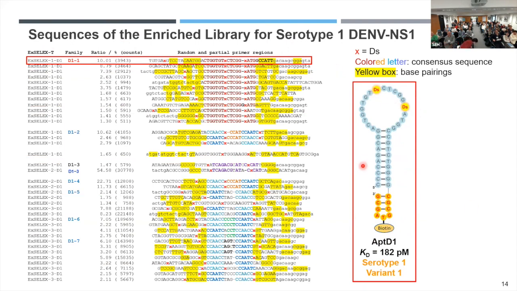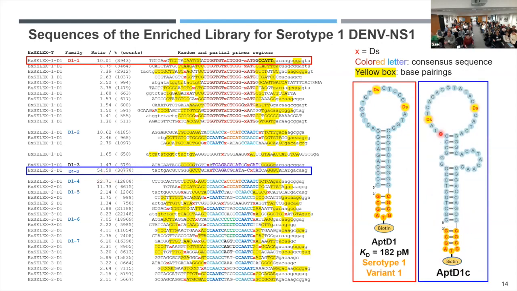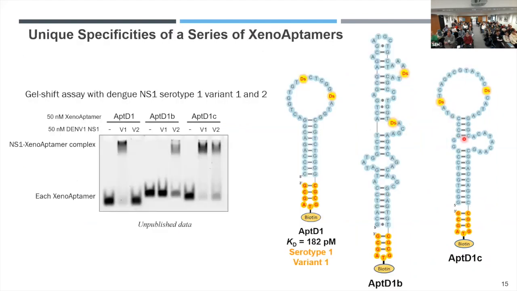I already told you about the aptamer that recognizes only variant one. Another aptamer, this one, actually has a much higher population. This aptamer is like this. Then we also tested this aptamer for specificity. This aptamer binds to both variant one and two. So depending on the selection, by searching all of the aptamers, we can find any specific aptamers.